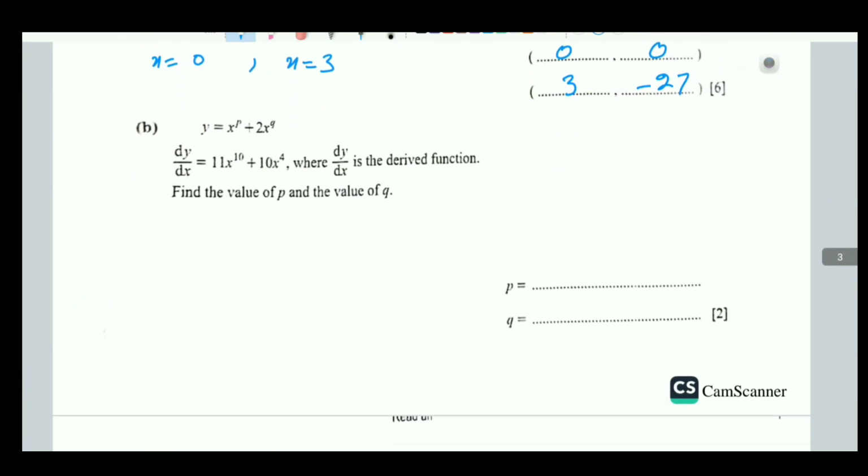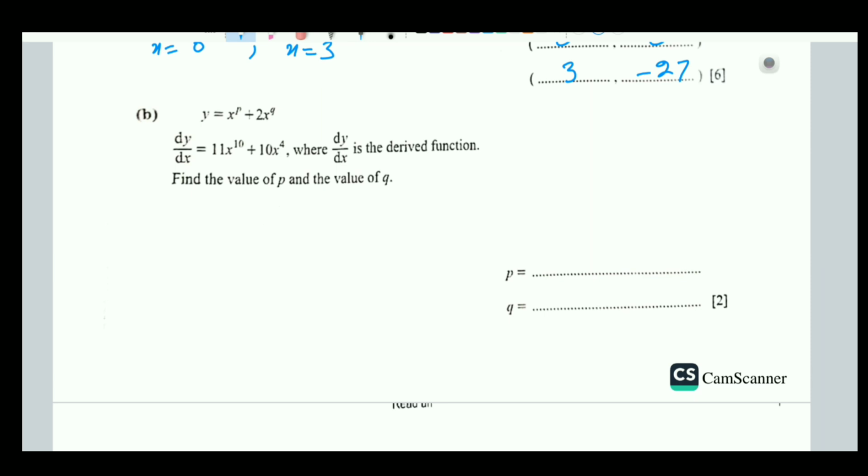Okay, next question. Y is given, dy over dx is the derived function. Find the value of p and the value of q. So you have to differentiate it. Dy over dx is equal to p x to the p minus 1 plus 2q x to the q minus 1. Now you have to compare it with 11x to the 10.